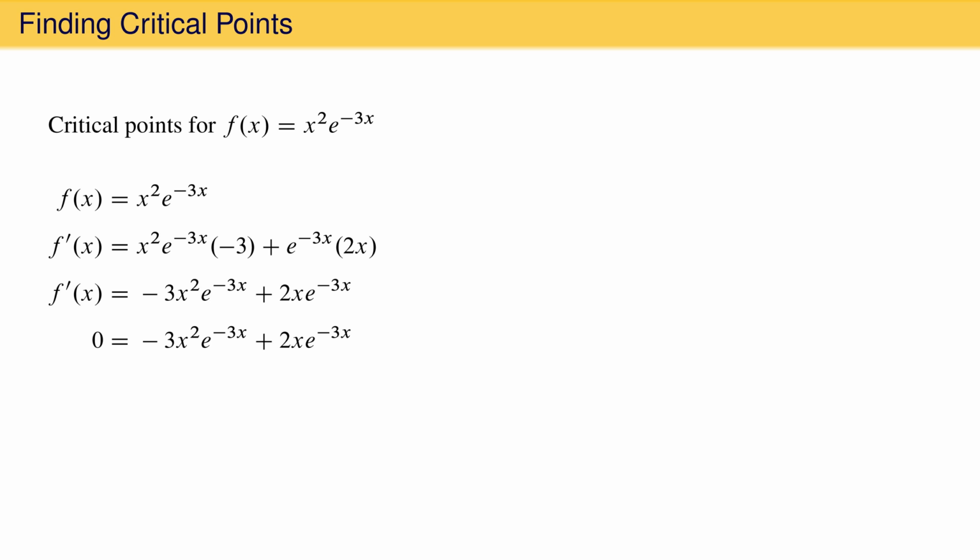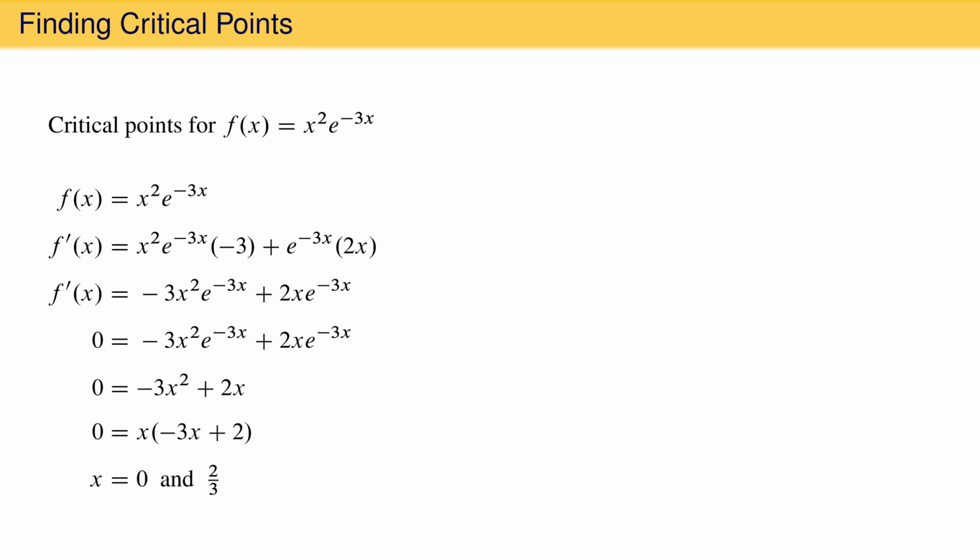We now set this equal to 0 to solve for x. The exponential term can never make the derivative equal to 0 for a finite value of x, and because it appears in both terms, we can conveniently divide it out, leaving 0 equals negative 3x squared plus 2x. Factoring out one of the x's gives 0 equals x times the quantity negative 3x plus 2. If either one of these quantities, x or the quantity in parentheses, equals 0, the entire expression will be equal to 0. Therefore, x equals 0 is a critical point. The quantity in parentheses can be made equal to 0 by setting x equal to 2/3. This is also a critical point.